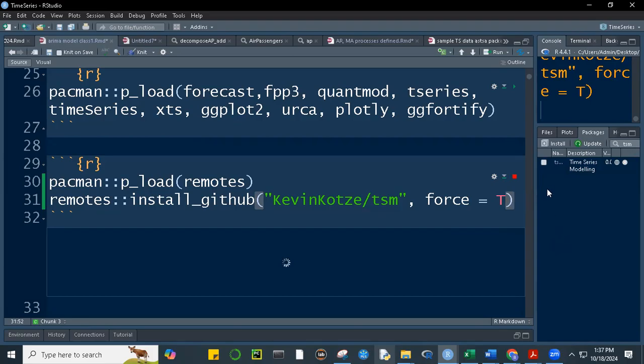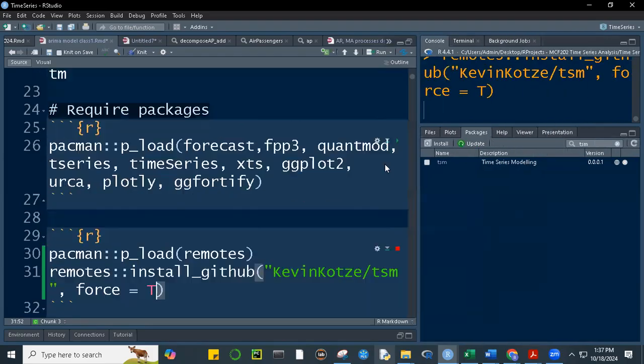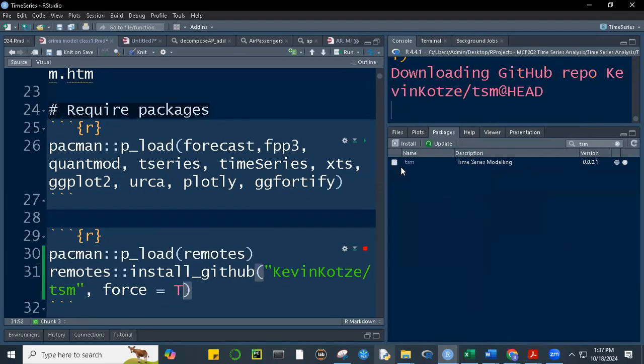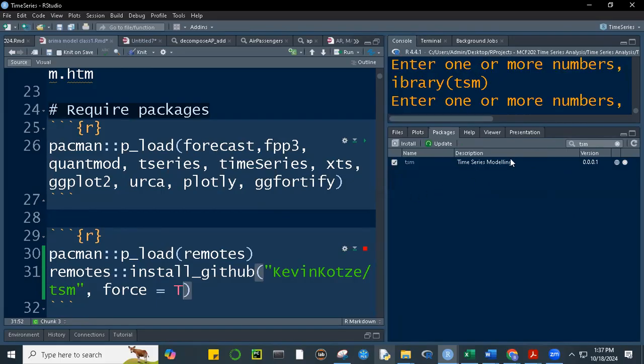The problem I have, class, with my TSM is that it is already installed, but there are some functions I'm using that do not run, even if I have loaded my TSM class here. So make sure, class, to kindly check in your packages if forecast is loaded, okay, and this one again.